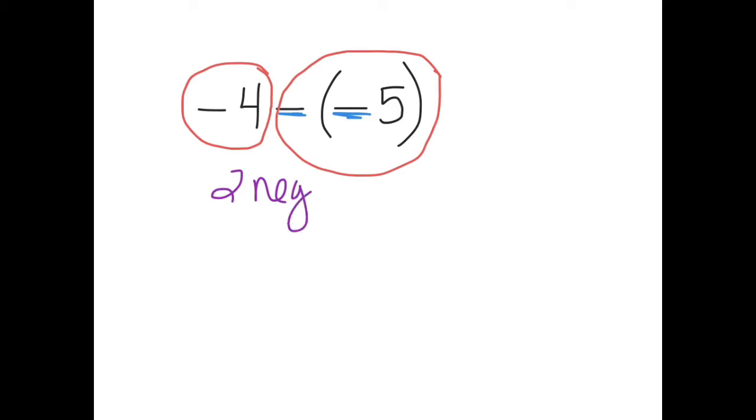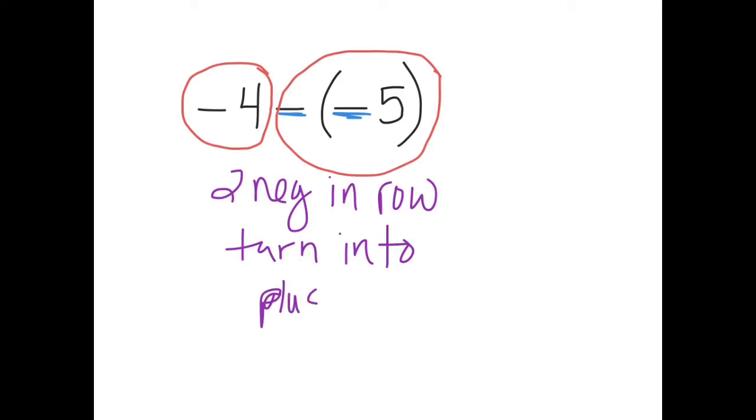Two negatives in a row turn into a plus sign. So here's how I do that, just to make it make sense. I just turn this into a giant plus sign.